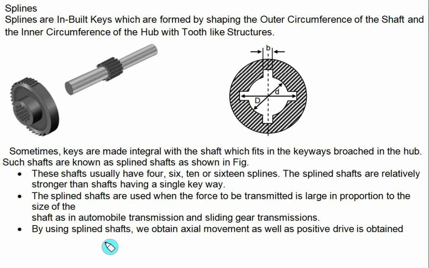By using the spline shaft, we obtain axial movement as well as a positive drive. The spline shaft that you are familiar with is normally used in the two-wheeler at the kick. So the kick is mounted on the spline shaft.